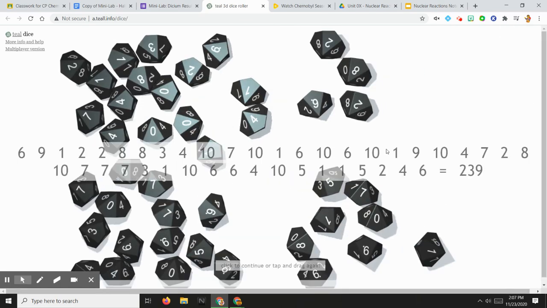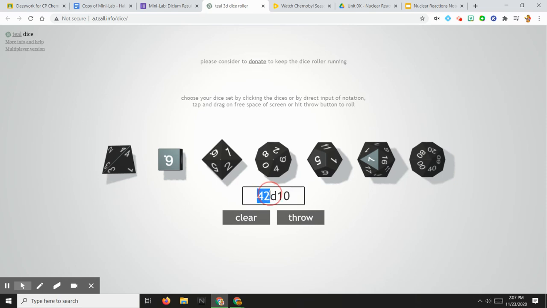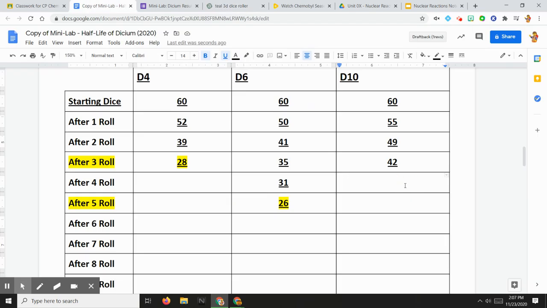1, 2, 3, 4, 5, 6. 6 were eliminated. So now instead of 42, we are at 36. Okay, so let's see here. Make sure I got this math right. Double checking: 60 minus 5 minus 6 minus 7 minus 6. Okay, cool.